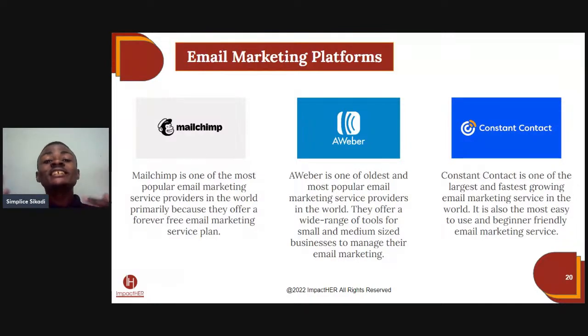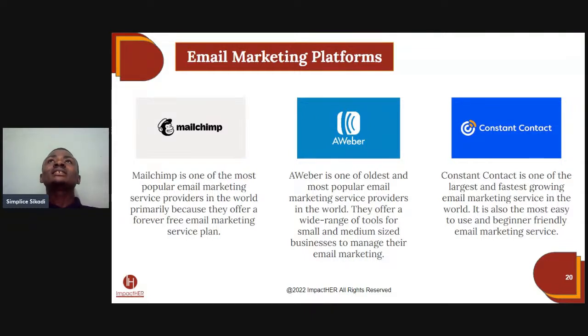Now, it's easier to send emails when you're sending an email to one person or to two persons or 10 persons in one day. But then imagine you have to send emails to 300 people, to 1,000 people, to 5,000 people, to 10,000 people. How do you do it? That's why there are email marketing platforms that you can use to send bulk emails. The most known among them is MailChimp, but there are others like Aweber, like Constant Contact, but MailChimp is most common.